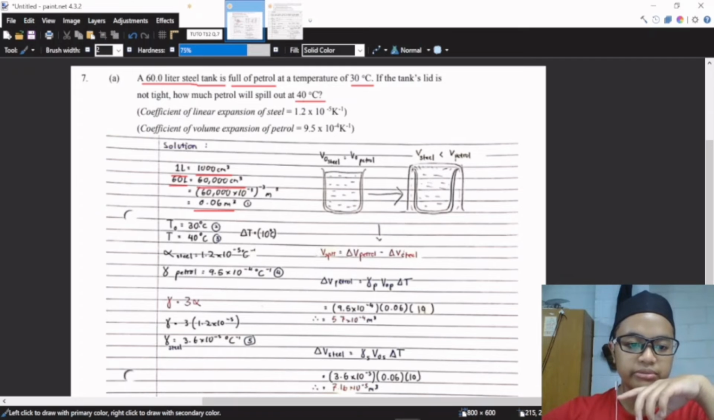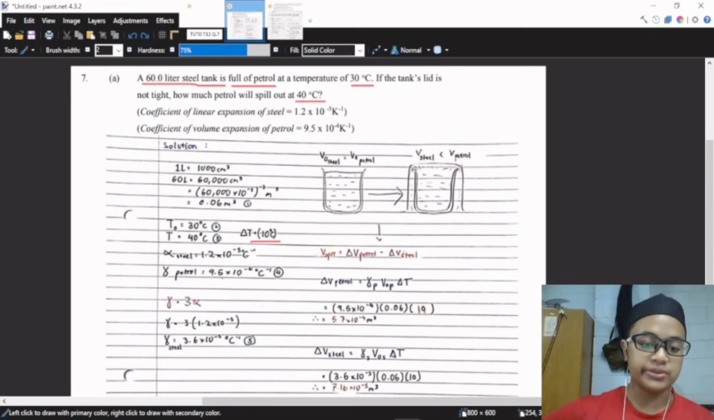Kita dah tahu initial temperature and final temperature. Jadi kita kena cari change in temperature, iaitu 10 darjah Celsius. Soalan ni dah bagi dah linear expansion of steel, tapi kita kena cari dia dalam bentuk volume expansion of steel. Jadi kalau nak cari volume expansion of steel, volume expansion adalah 3 kali ganda daripada linear expansion. Jadi daripada expression ini, kita boleh substitutekan alpha dengan nilai linear expansion of steel, dan kita akan dapat nilai dia iaitu 3.6 times 10 power by negative 5 degree Celsius -1.